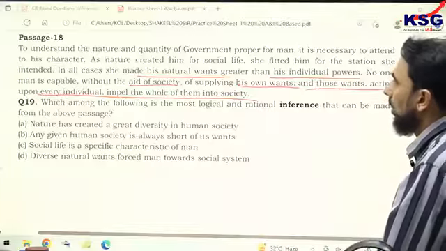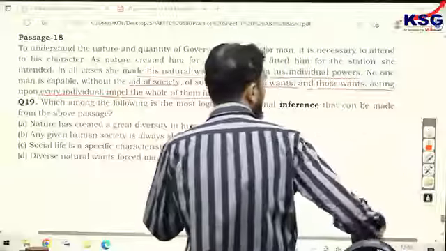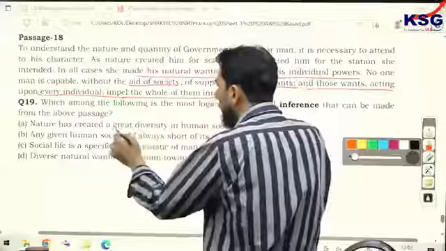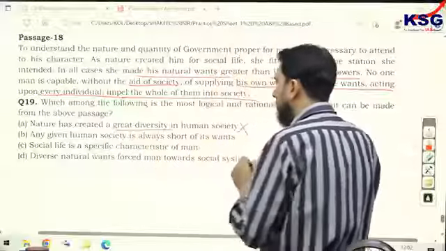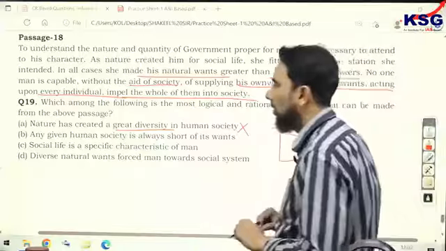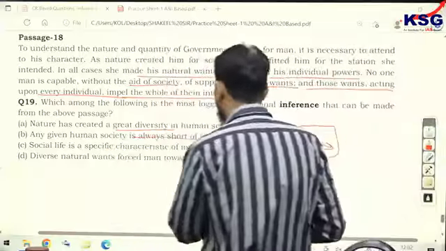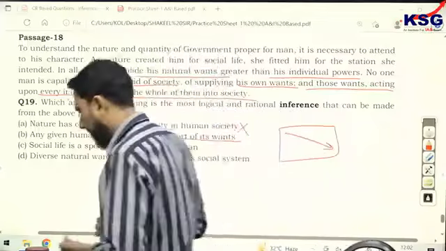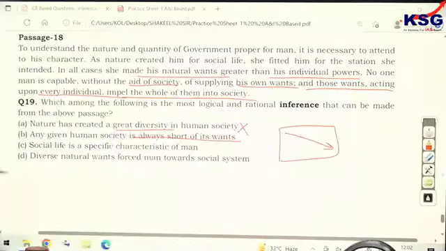Option A, nature has created a great diversity in human society. It is talking about how society came into beginning. It is just saying great diversity, so it is not the valid inference. The most logical inference should be based on the argument the author is trying to establish. B, any given human society is always short of its wants. This is something the author has said, but it is not the point that he is trying to establish.